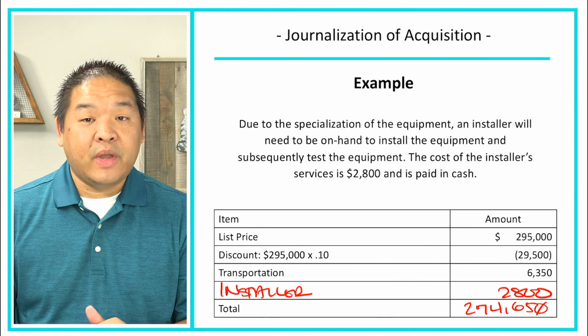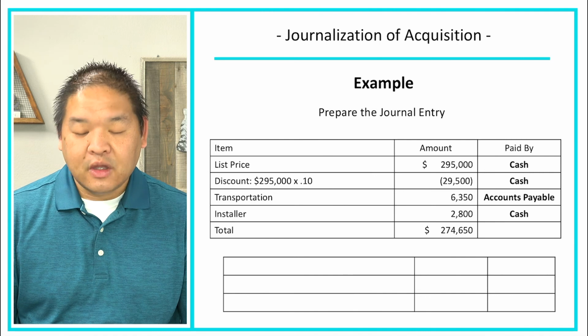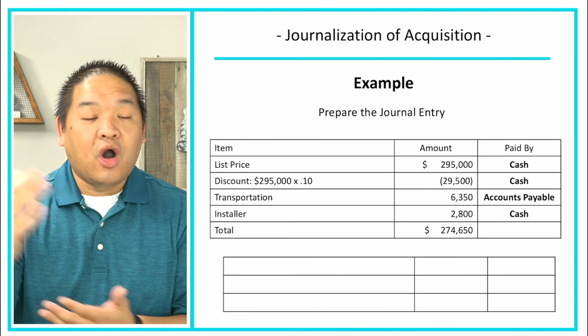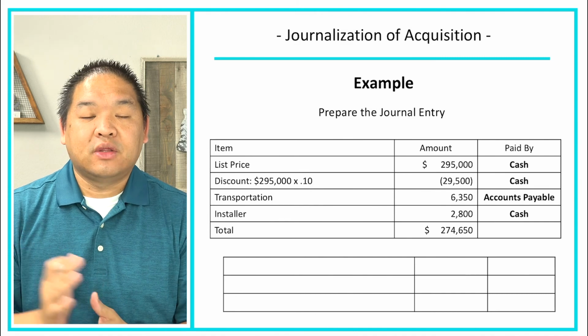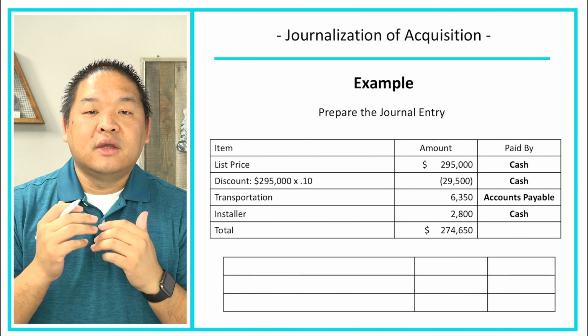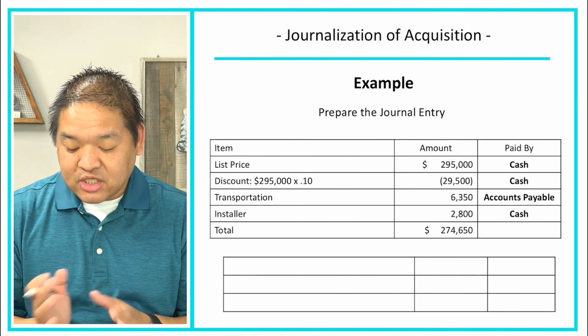$2,794,650. Now that we have the cost, it's time to book the entry. So to book the entry here, the first thing that we need to figure out is how did we pay for all of these items. What I did here on the right-hand side is I've categorized all of our costs by how we paid them. So cash and accounts payable.